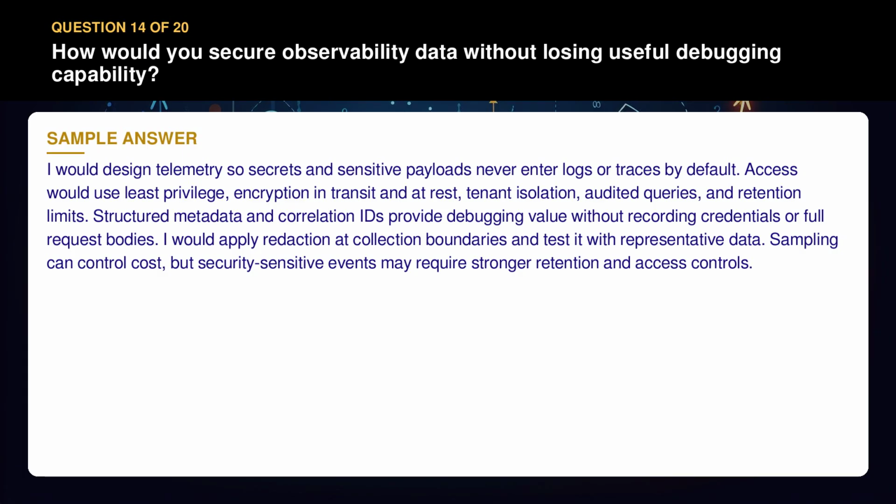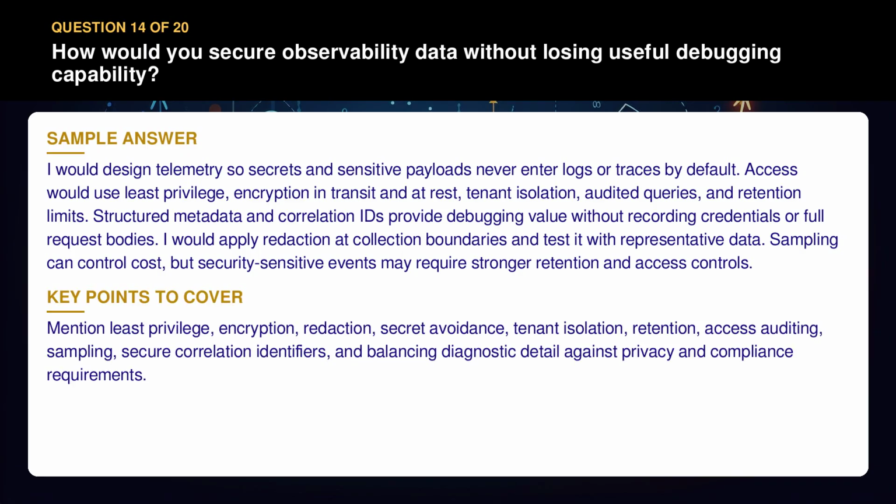I would apply redaction at collection boundaries and test it with representative data. Sampling can control cost, but security-sensitive events may require stronger retention and access controls. Mention least privilege, encryption, redaction, secret avoidance, tenant isolation, retention, access auditing, sampling, secure correlation identifiers, and balancing diagnostic detail against privacy and compliance requirements.